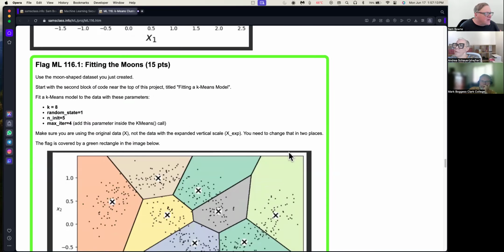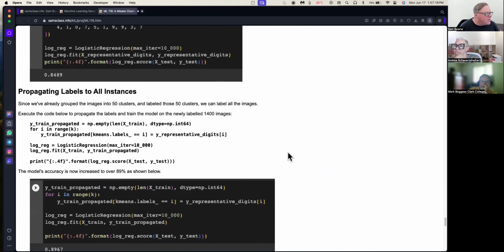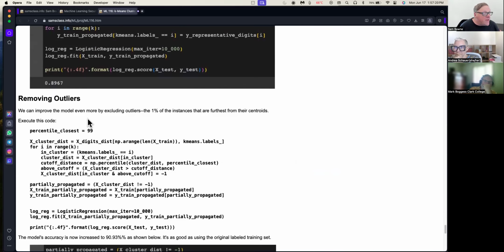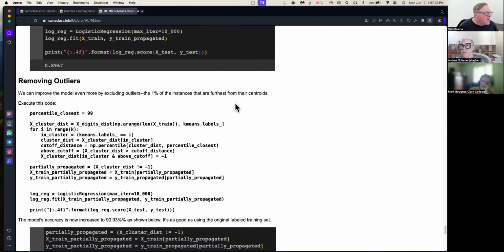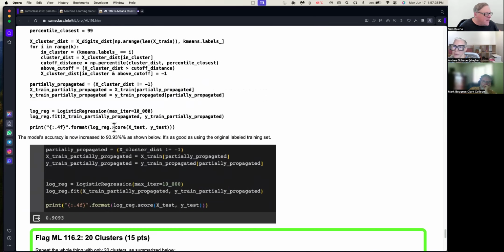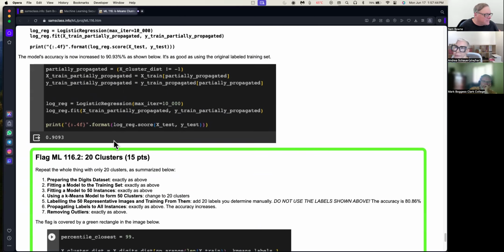So it would be better than simply applying the representative label to the whole group to remove the outliers. So we find the 1% of the instances that are furthest from the centroids and we just throw them away. We don't use them because we're not really sure what the label should be, and we don't want to try to pay a human to label them. So if you clean up the data by removing the outliers, now you get 90.9%, which is better than the original model trained on all the labeled data. So that's why I say this is, in fact, a very powerful technique.